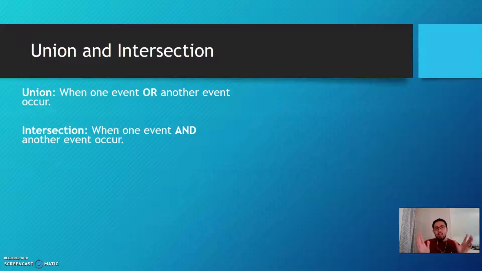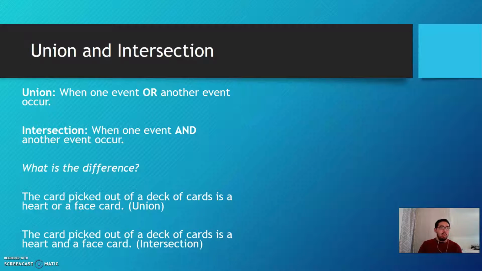Before we talk about that, we need to talk about a couple of definitions: union and intersection. The union is when one event or another event occurs. We'll give an example of that in a moment. Intersection is when one event and another event occurs. You might be like, Mr. Shu, what does that mean? What's the difference? Well, I'll give you an example.